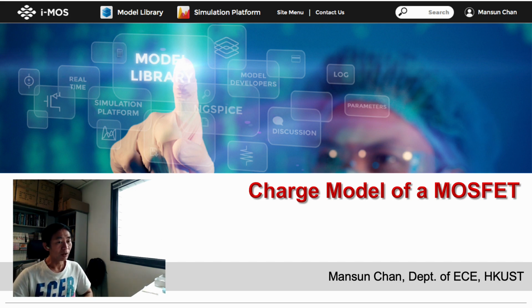At the same time, I would like to illustrate that even with the recent advancement in compact model development, some fundamental issues in MOSFET charge models are not fully resolved. These issues will also be explained in this presentation.